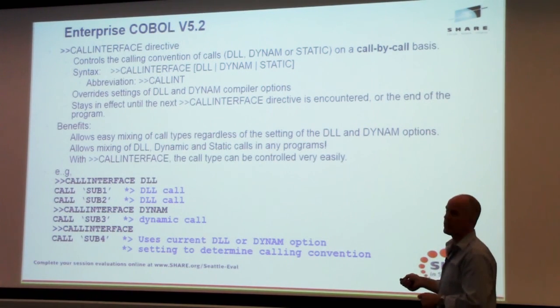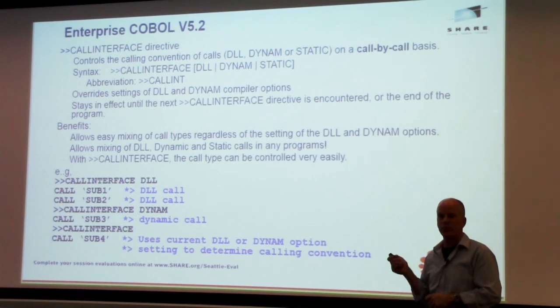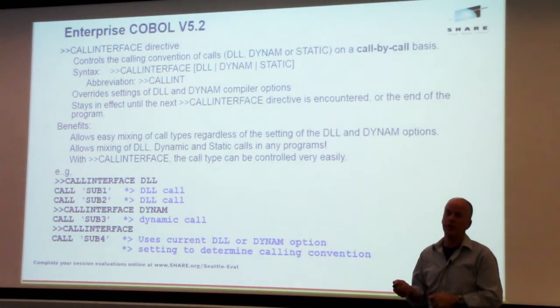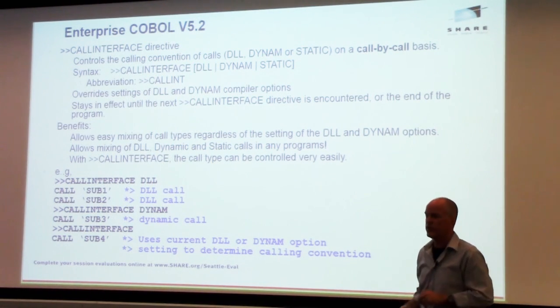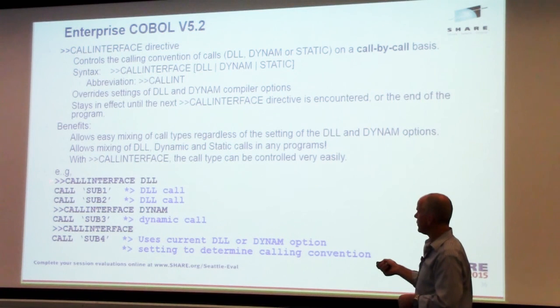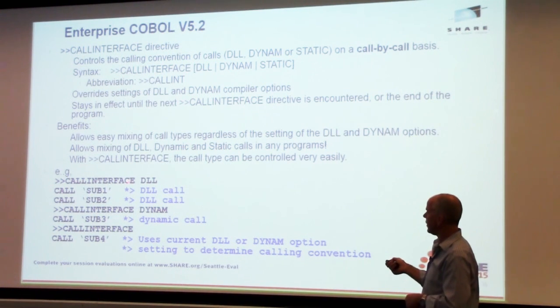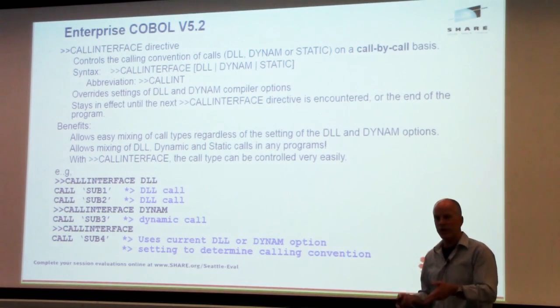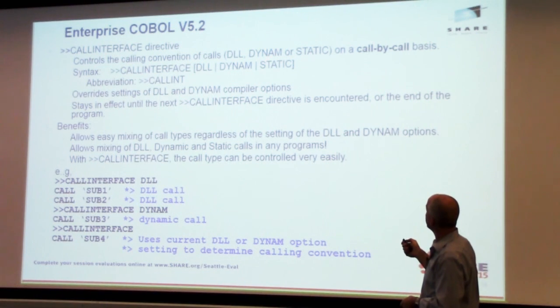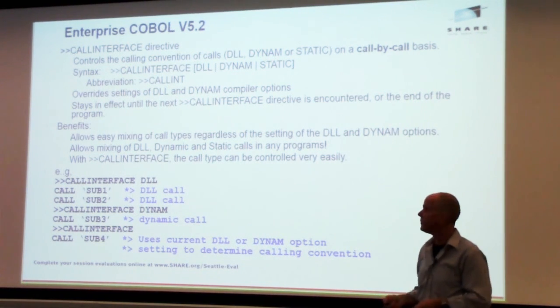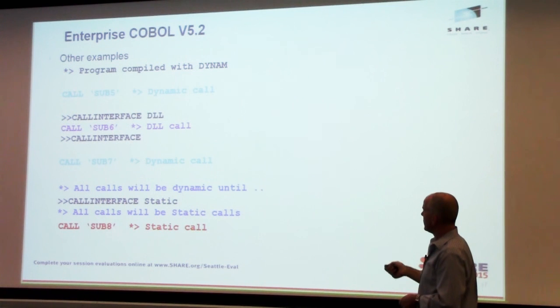This is a user request that's been open for over 15 years. The customers wanted to do DLL calls and dynamic calls from a COBOL program, and you could never do this before. You had to have a wrapper to do the DLL call. Now I have a directive, >>CALL-INTERFACE, and I can say this call is going to be DLL, any calls after this point are going to be dynamic, and now I'm going to turn off any specification by call interface and use my compiler option, because I can compile with the DYNAM option or the DLL option. Gives a lot of flexibility.